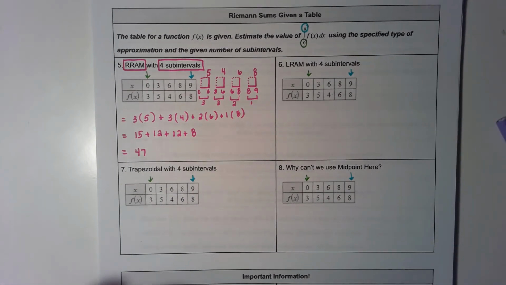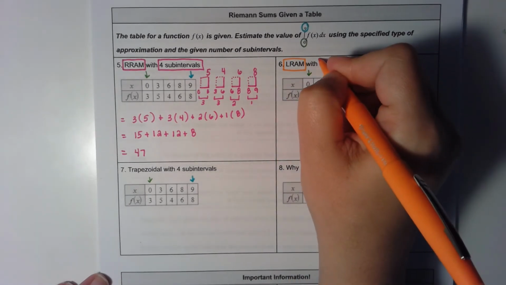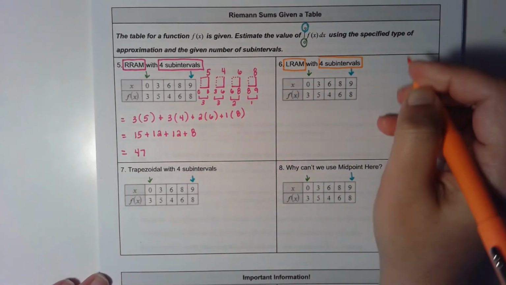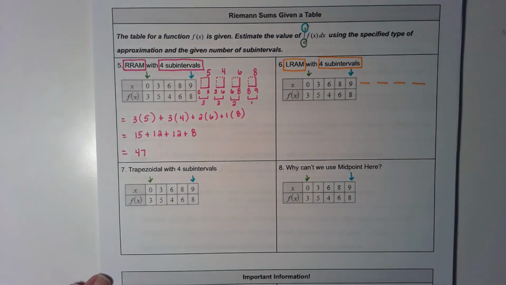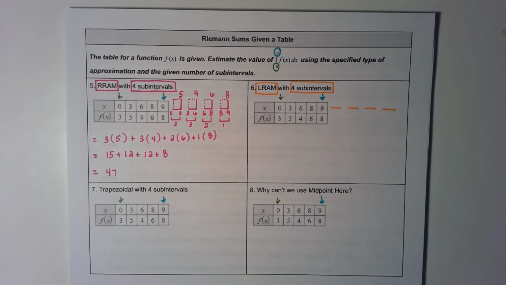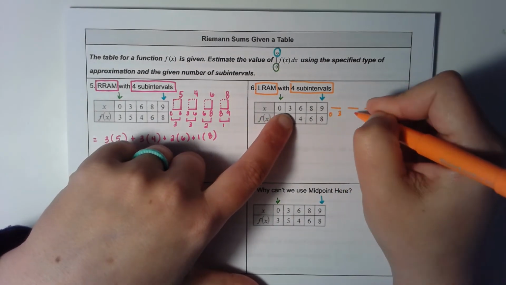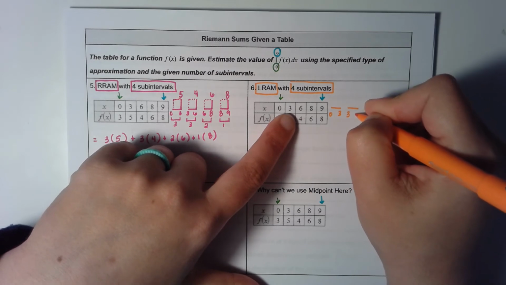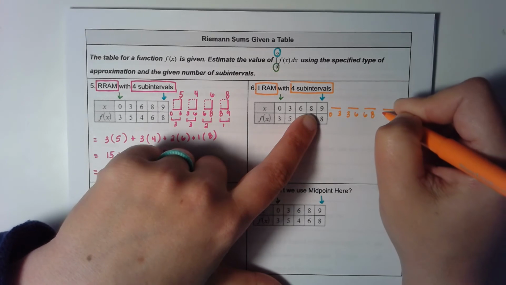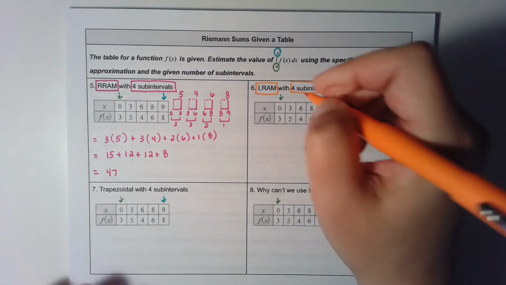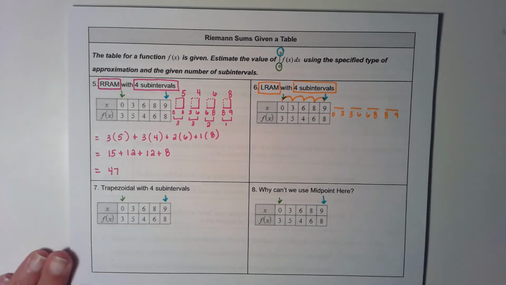Now let's say we wanted to use the same table, but we want to use LRAM with 4 subintervals. Because there are 4 subintervals, I'm going to draw 4 little lines. Now, the first subinterval goes from where x is 0 to 3. Then we're going to go from 3 to 6. Then from 6 to 8. And then from 8 to 9. So there are my 4 intervals: 0 to 3, 3 to 6, 6 to 8, 8 to 9.